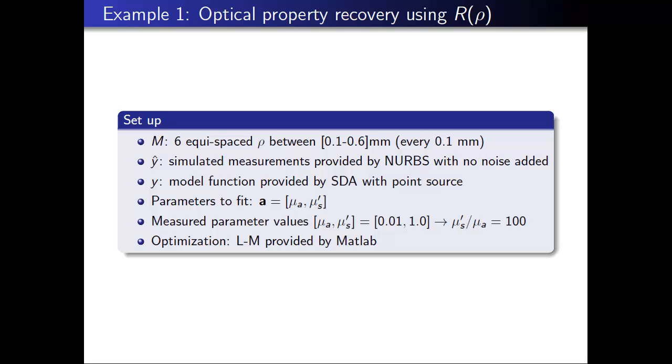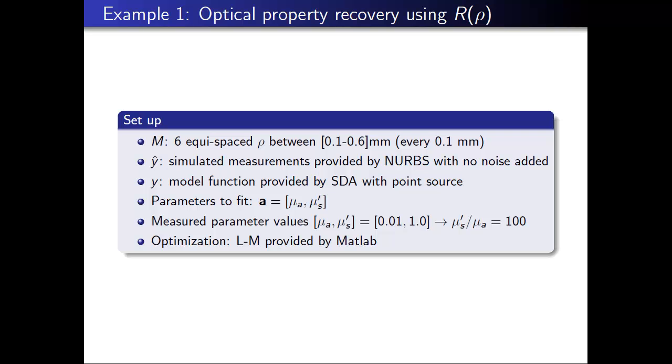For right now, we won't add any noise. We're going to use the SDA with a point source as our model function. We'd like to fit mu A and mu S prime. And I set the measured data for mu A and mu S prime to 0.01 and 1. These are the parameters we're hoping to find with our method. And we can see that the ratio here is 100, mu S prime to mu A. So we're in the diffuse regime as far as these optical properties are concerned.